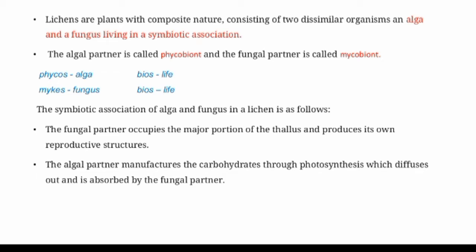The fungal partner occupies a major portion of the thallus and produces its own reproductive structures. The algal partner manufactures carbohydrates through photosynthesis, which diffuse and are absorbed by the fungal partner.